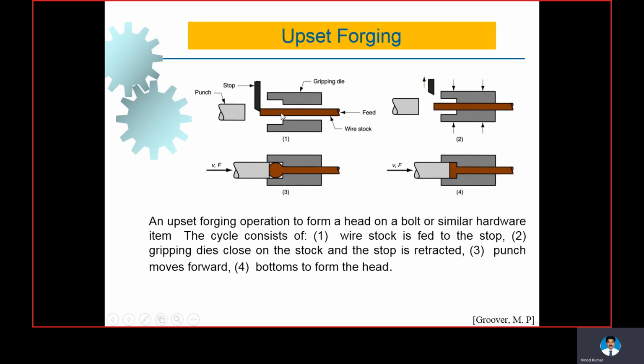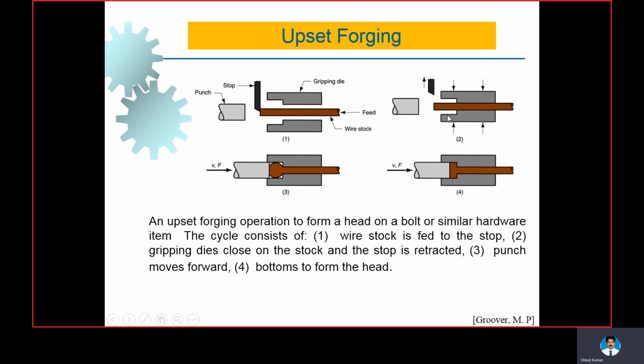How do we do the upset forging operation? You can see here the wire stock. This is the raw material, which is held against a constraint called a stopper. Then it is fixed between the two dies. Now the dies are open. You call it the gripping die. There is a punch. So this is the starting position. Then the grip will be closed. The dies will be closed, as you could see, and the stop will be removed.